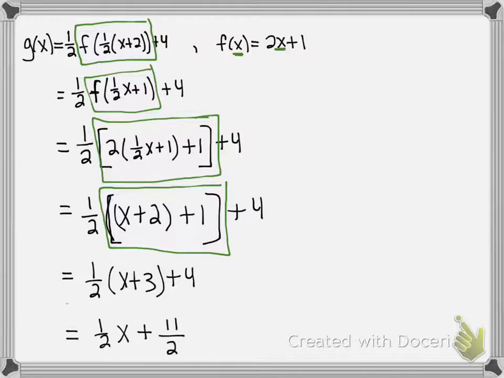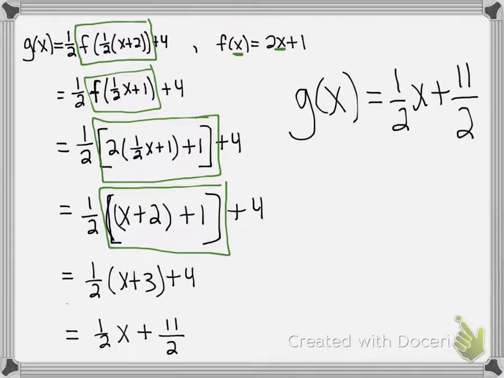And finally, in fully simplified form, the slope-intercept form of g of x, notice that that does end up being the equation of a line, 1/2 x plus 11/2. In the previous step, I distributed the 1/2, so I got 1/2 x plus 3/2, and then I added the 3/2 to the 4, getting a common denominator to get the 11/2. So ultimately, when we're done, g of x is equal to 1/2 x plus 11/2.